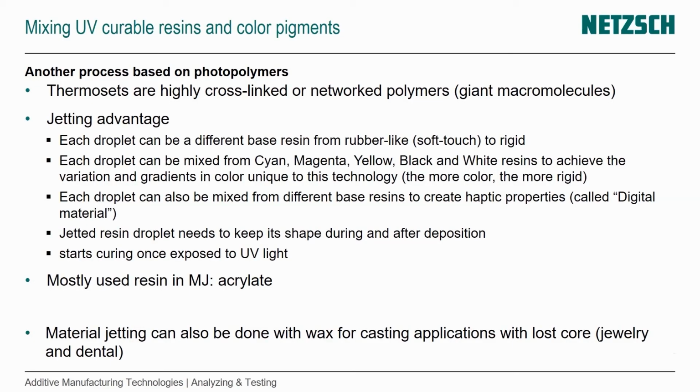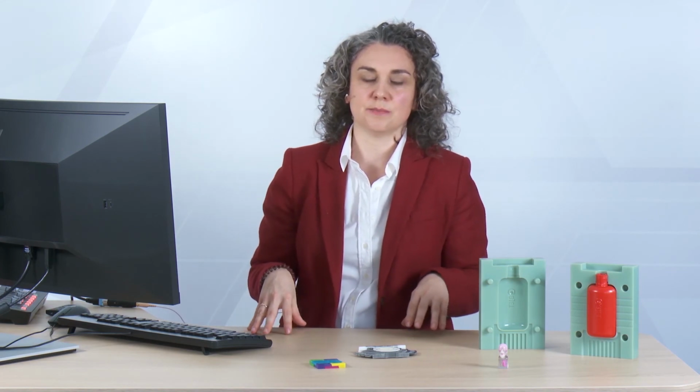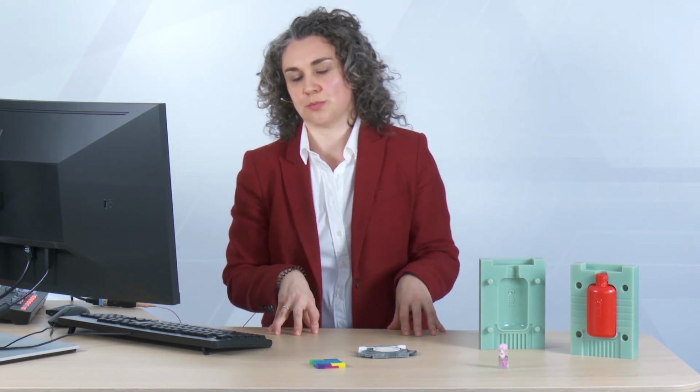The most used resin in material jetting is acrylate. There are always developments going on. And I wanted to point out that material jetting can also be done with wax. That's a different variation of it, but you could build up a part just with droplets of wax instead of the resin, and then you can use that for lost core investment casting. Jewelry and dental labs actually use that quite a bit.